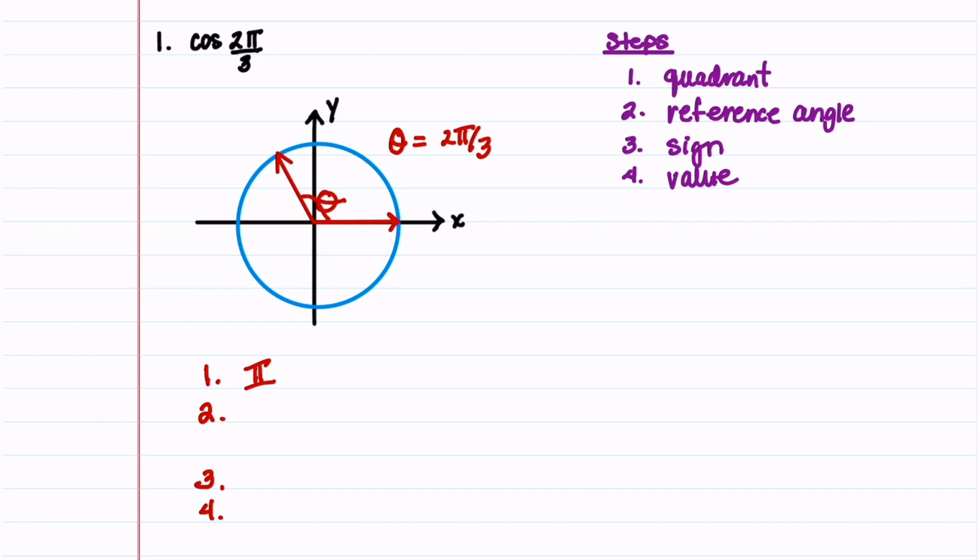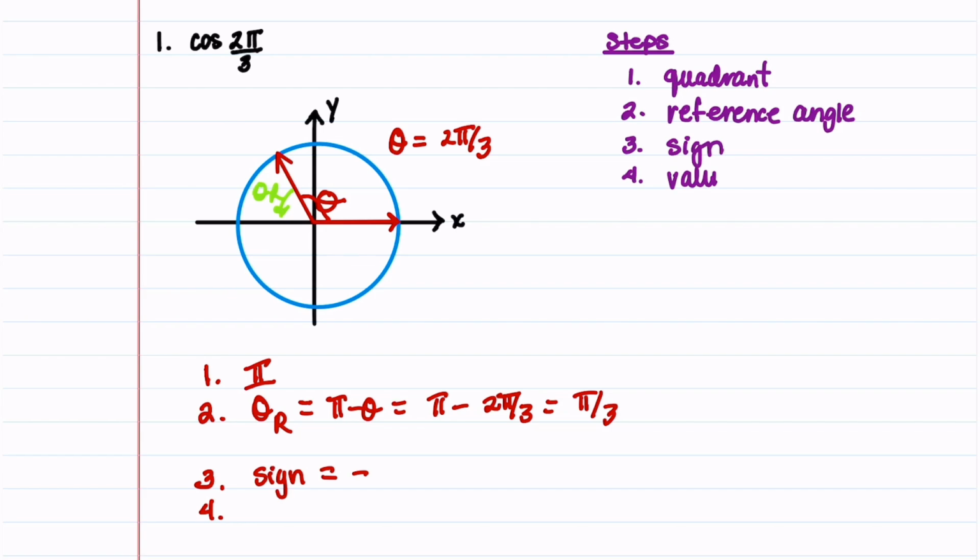Our reference angle, theta sub r, looks like this. And it's equal to pi minus theta, which is pi minus 2 pi over 3, which is equal to pi over 3. Our third step is to find the sign of cosine theta. Our angle is in the second quadrant, and cosine is negative in the second quadrant. So let's write down our sign is going to be negative.